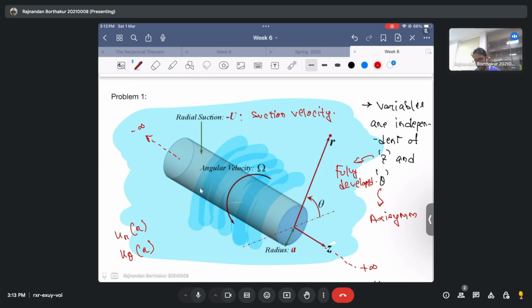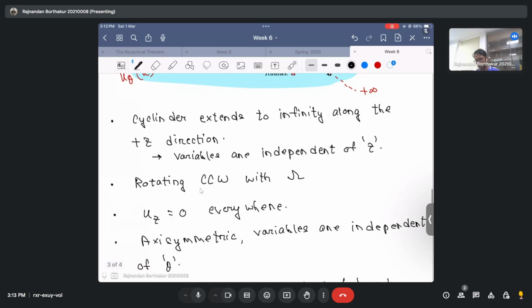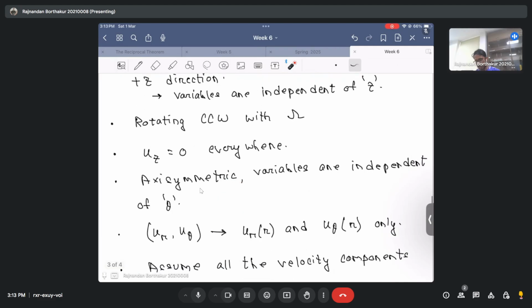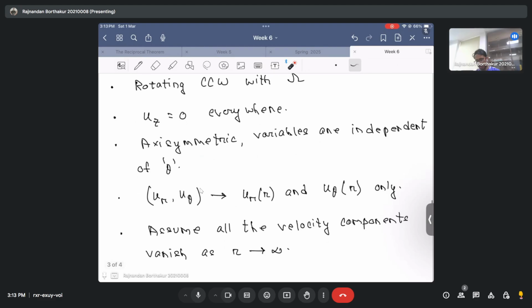So this is one simplification that we can make by considering the underlying assumptions I just stated. This is the physical picture of the problem, and the cylinder is rotating with some omega. The length extends to infinity in the plus z direction. It's an axisymmetric problem, and since the length extends to infinity, we can safely assume that uz is equal to 0, and then we have only two non-zero components of velocity, ur and u theta, which are just functions of r only.